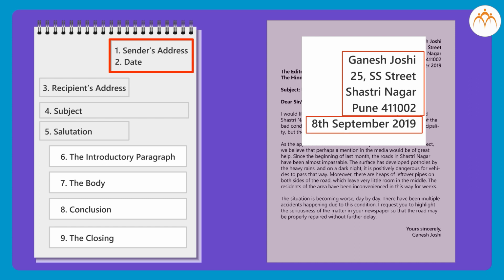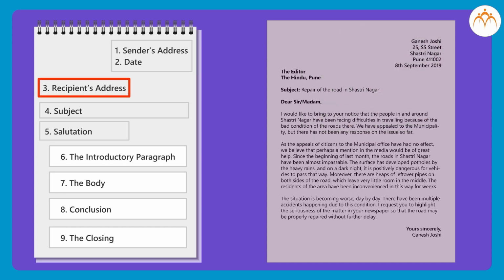Second is the date. Put the date on which the letter was written in the format month, day, year, that is, for example, 15th of June 2022. Example, date 8th September 2019. Third is the recipient's address. It will include the address of the person you are writing to, along with the name of the recipient, their title and company name. Example, the editor, The Hindu, Pune.